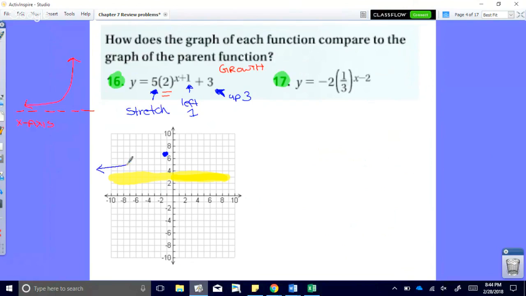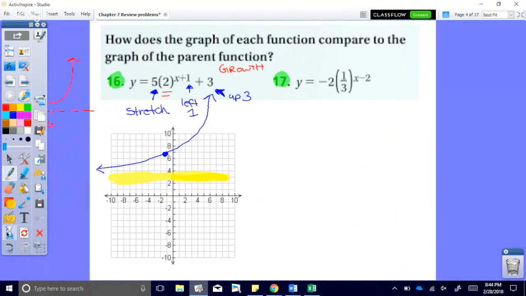From there, we just need to know the basic shape. I know exponential growth is going to get taller and taller and taller. So it's going to look something like this. It's that skateboard ramp that is increasing as we move left to right. Shift it up and to the left.